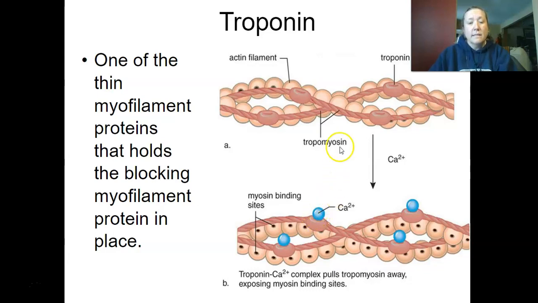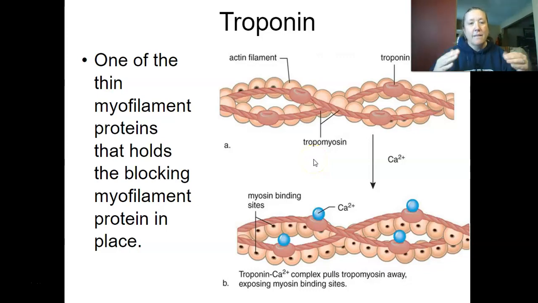And when calcium gets released, it bonds to the troponin. And then what happens is troponin now pulls tropomyosin out of the way, and it reveals these actin binding spots. So now those cross bridges are able to grab a hold and pull the actin and cause a muscle to contract. So there's a lot to it, as you can tell.